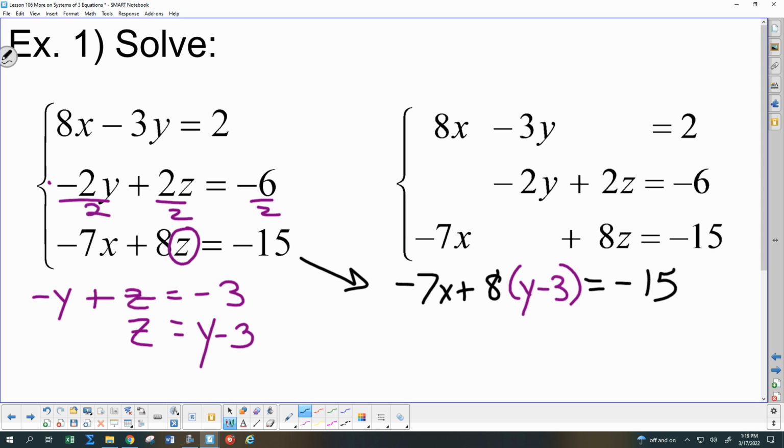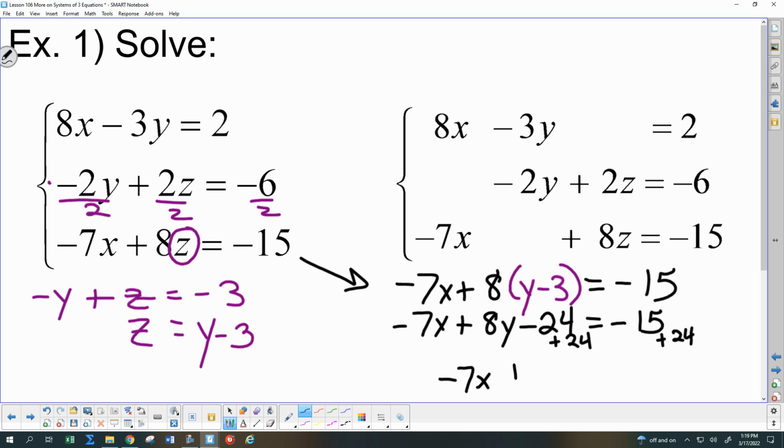What do I do next, Alex? Yep, we're going to distribute. So we have minus 7x plus 8y minus 24 is minus 15. And usually we have our letters on one side and our number on the other side when we're doing systems, right? So since I have a minus 24, I think I'll add 24 to both sides. So minus 7x plus 8y is how much? That's 24 minus 15. 9. So now I have an equation with just x and y.